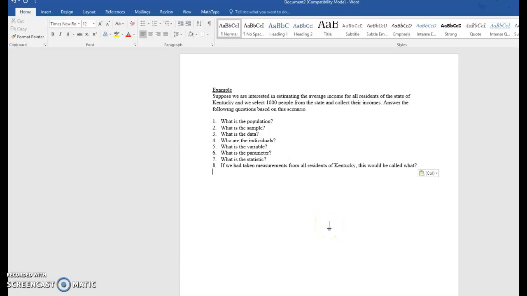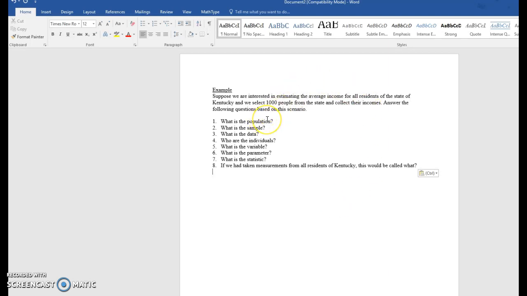So let's look at an example of some of our statistical terminology. Suppose we are interested in estimating the average income for all residents of the state of Kentucky, and we select 1,000 people from the state and collect their incomes. We want to answer the following questions based on what we've learned about the terminology.